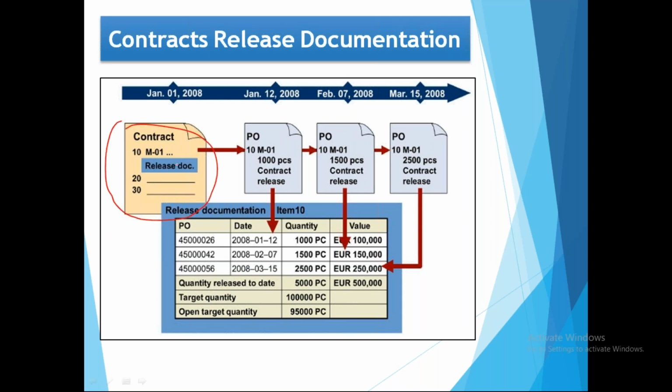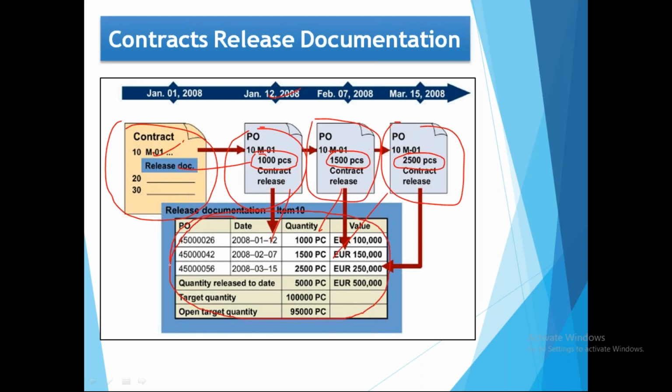Okay, from this contract, you create the POs on different dates. So let's say you have a contract on Jan 12, 2008. You created a PO for 1,000 pieces, and on Feb 7th, you create another order for 1,500, and on another date you create another order for 2,500 pieces. All these will get updated in your contract.